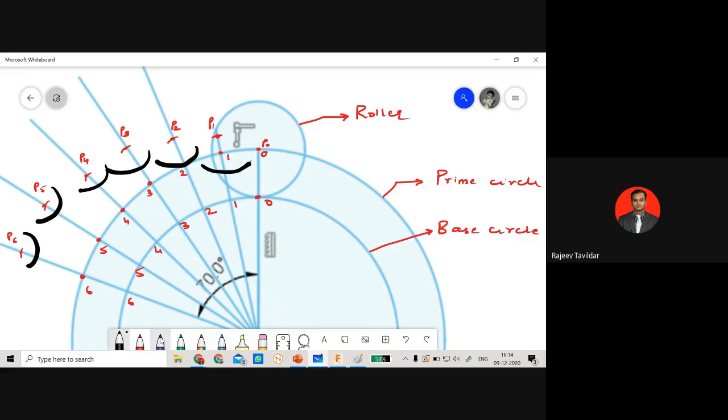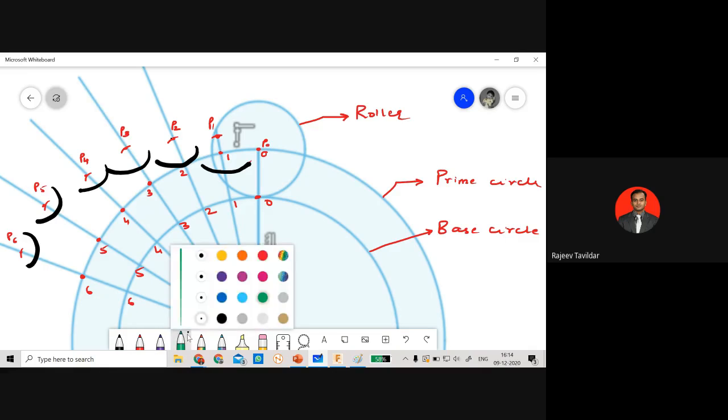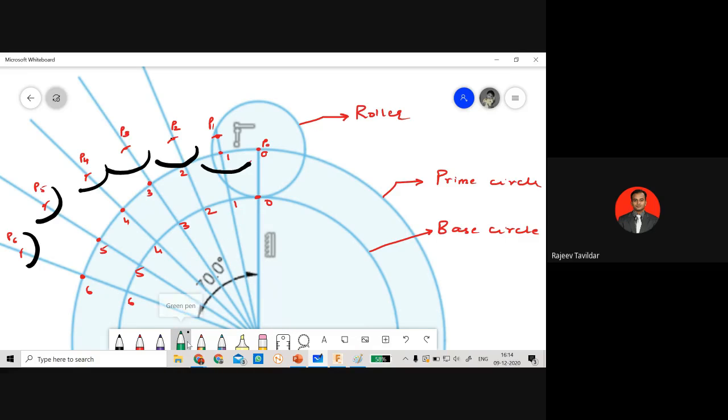Once this is done, we can join these points such that our joining line should not go inside the circle. It should be tangent to the circle or the arcs in this fashion. Is it clear?